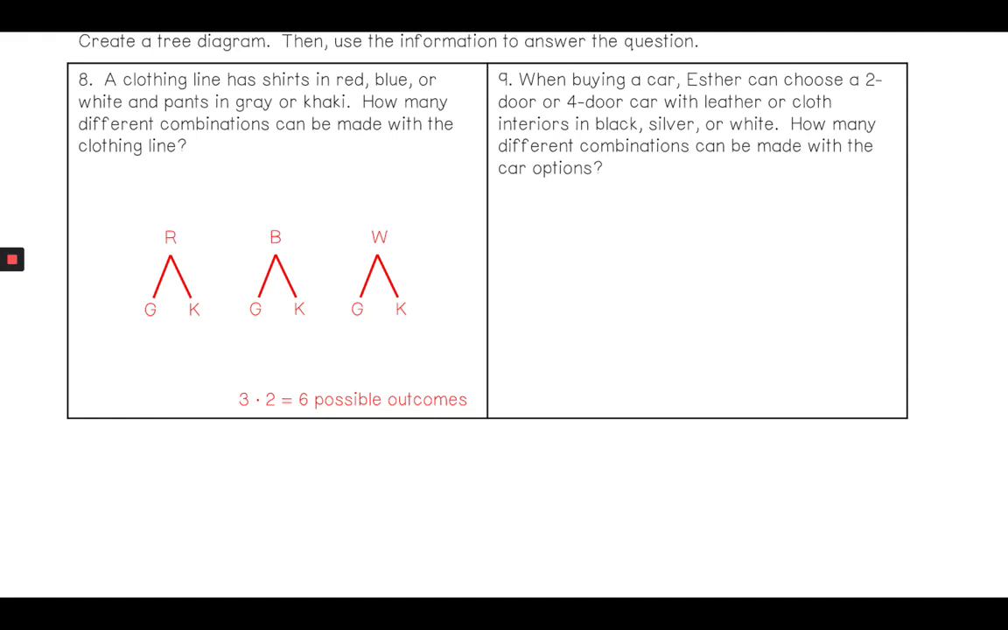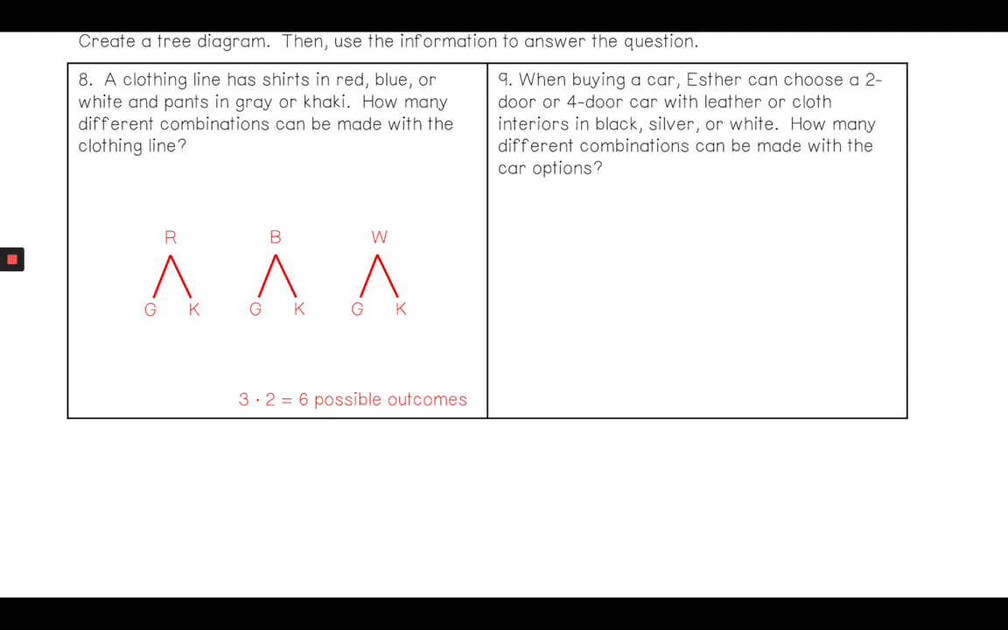Number 9, when buying a car, Esther can choose a 2-door or a 4-door car with leather or cloth interiors in black, silver, or white. How many different combinations can be made with the car options?